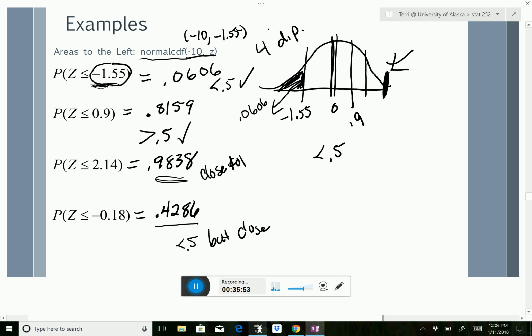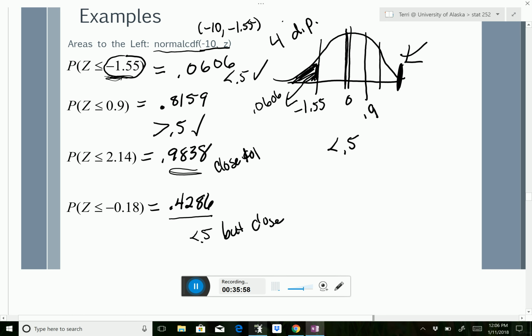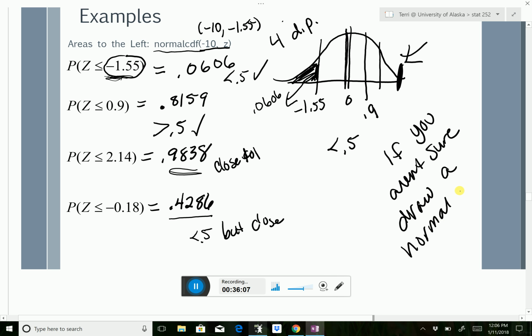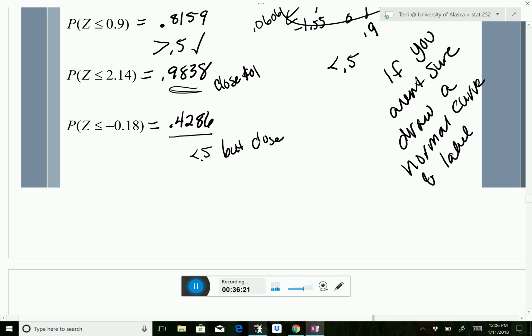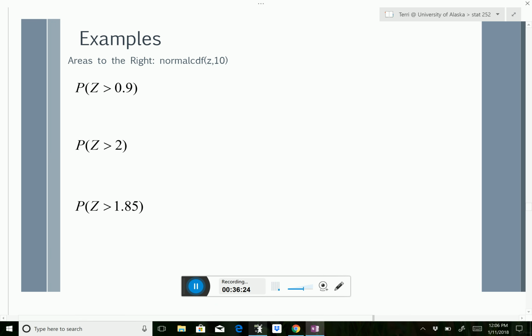I know that sounds really cliche and rhymey and weird, but if you aren't sure, draw a normal curve and label. I don't require it, but it's a nice thing to do if you're a little bit confused on what's going on. And I don't mind having a whole bunch of normal curves all over your paper. That doesn't bother me. So let's talk about areas to the right.